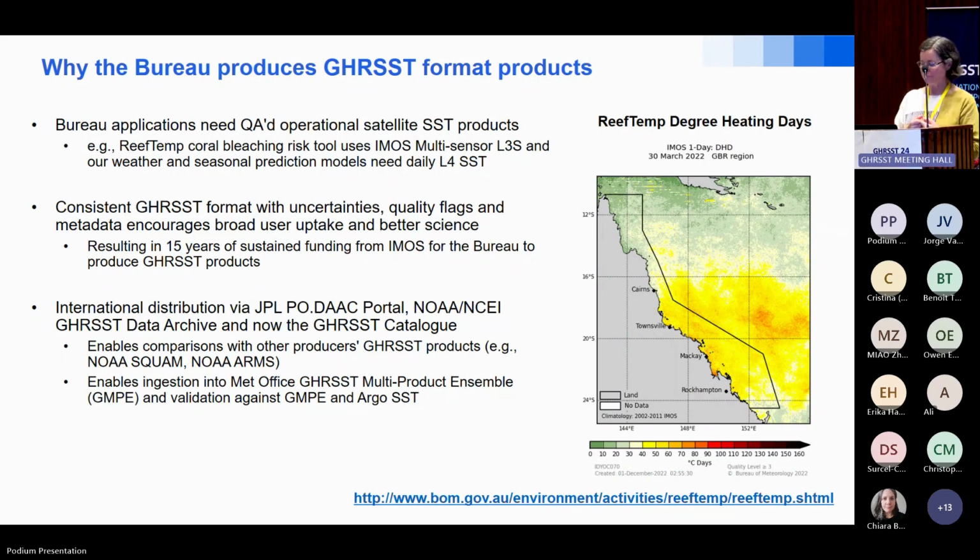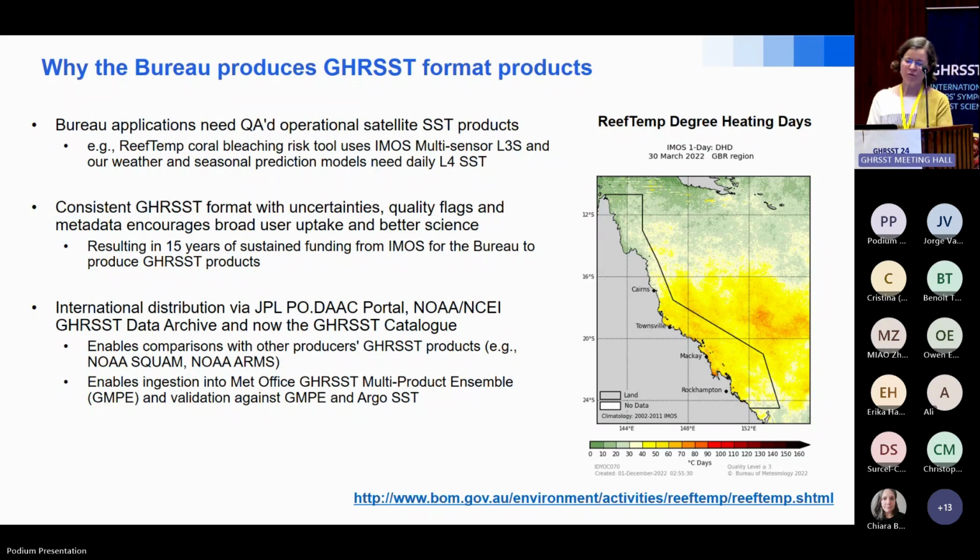Yeah, we've been funded to do this for 15 years and we've just got the contracts for another 4 years. So we've got funding out to 2027, and getting funding is difficult, as everybody knows. We get the funding because most scientists and students in Australia use our IMOS GHRSST products. So obviously we must be doing something right.